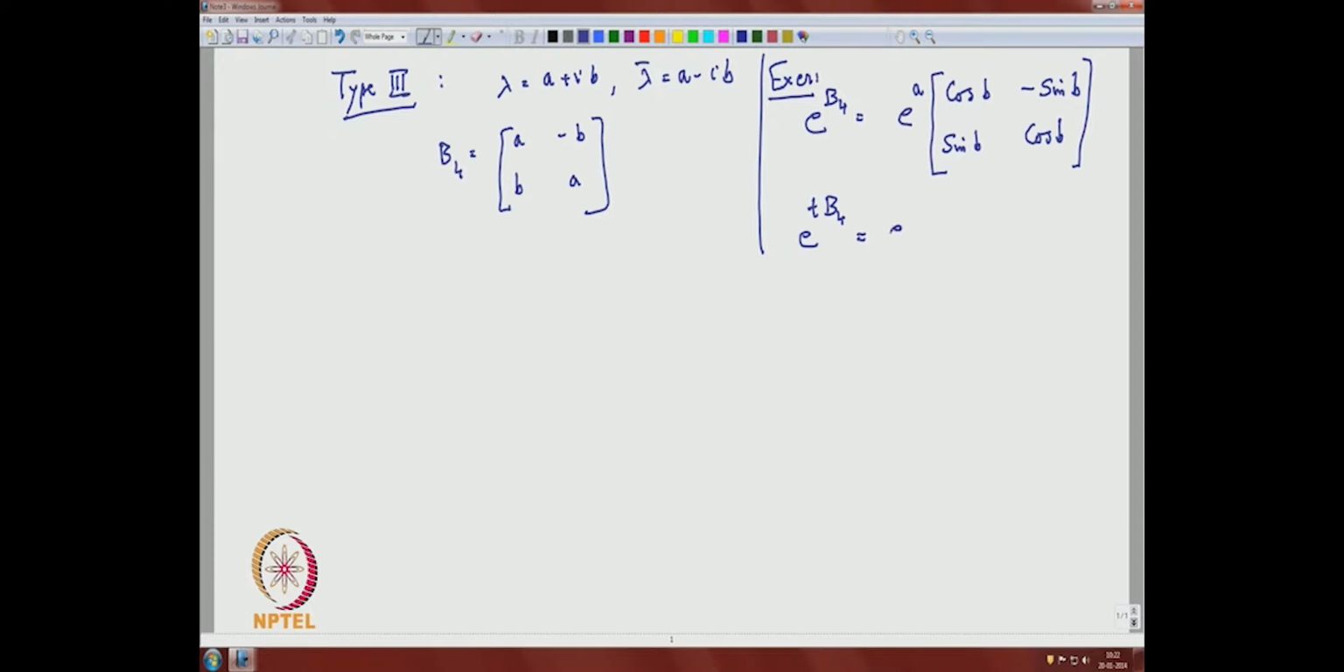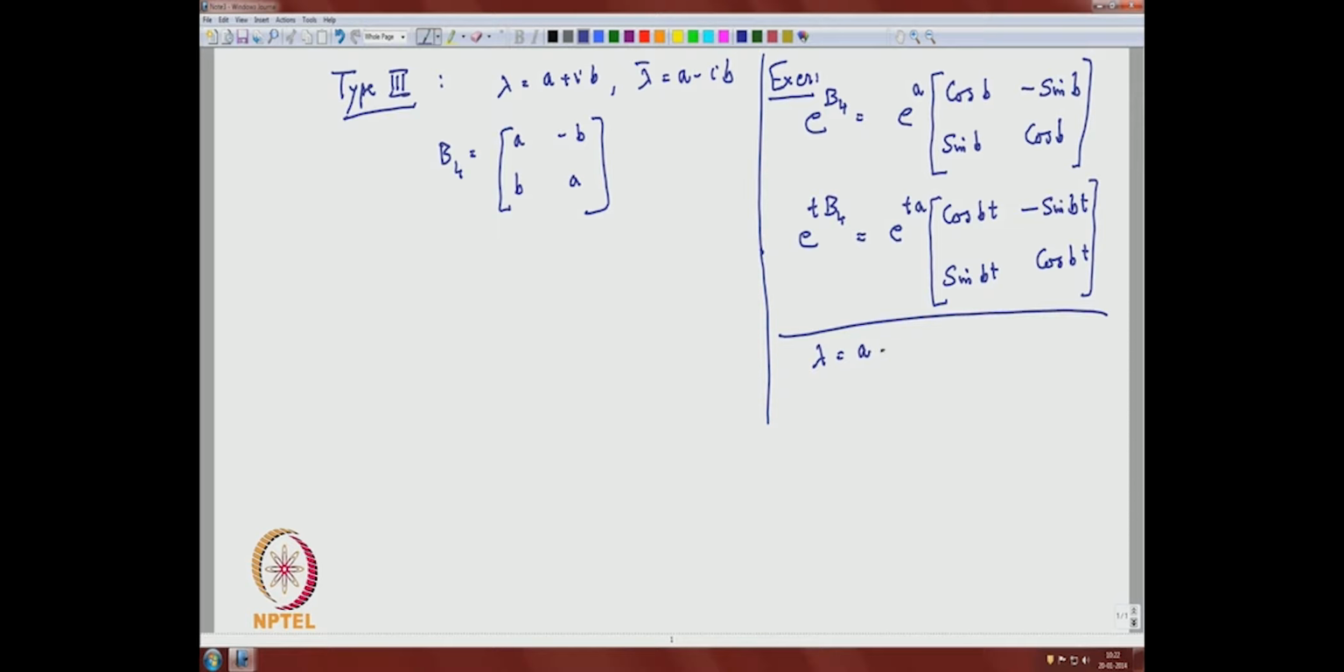If you compute this one, you will get e power ta times the matrix [cos bt, -sin bt; sin bt, cos bt]. You can directly compute B4, B4 square, B4 cube, etc., or tB4 etc. Another way to compute this is maybe easier. You can just try: if lambda is equal to a plus ib, you can actually see that you have to compute a power k.